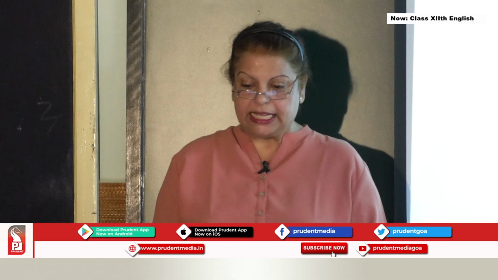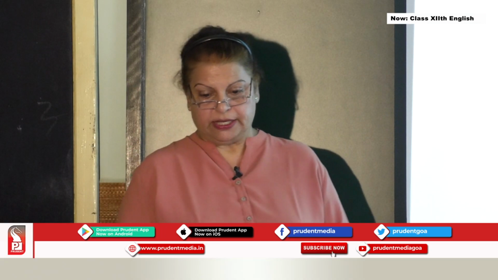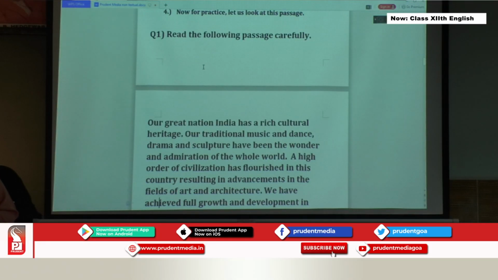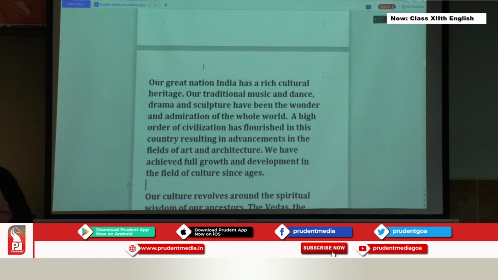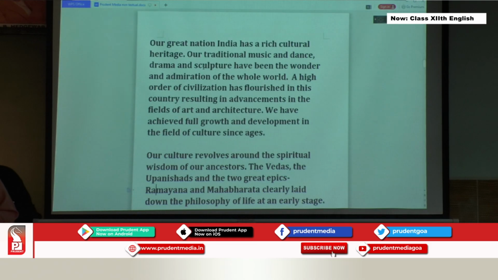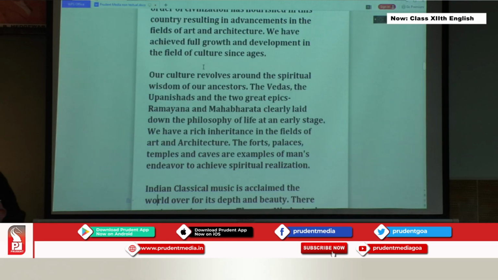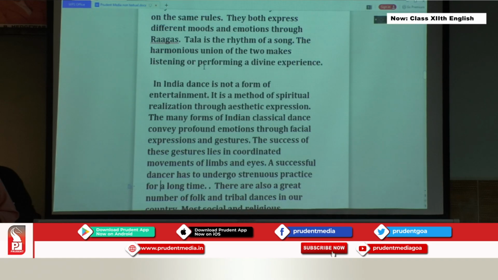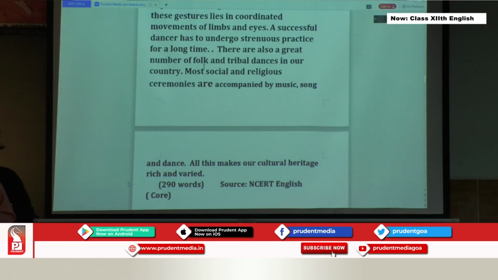Now, for practice, let's take a look at this passage. This is what it looks like, okay? So you read the following passage carefully, and this is your passage consisting of 4 paragraphs. It's a lovely passage. You can read it by yourselves. So that's paragraph 1, paragraph 2, 3, and paragraph 4. The total number of words in the passage is 290. As you can see, it's clearly printed. And of course the source is also printed. Okay. So, the source of this passage is the NCERT English Core. It is a textbook of the English language.